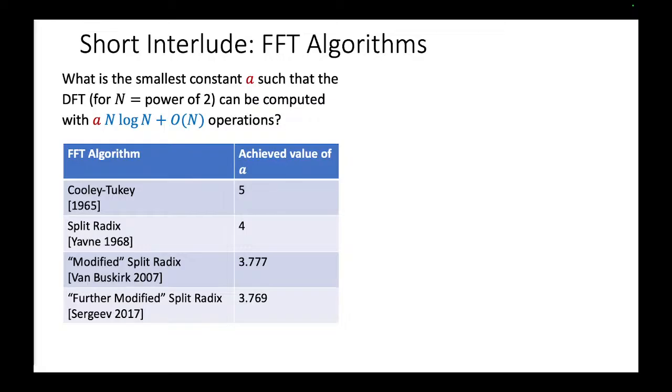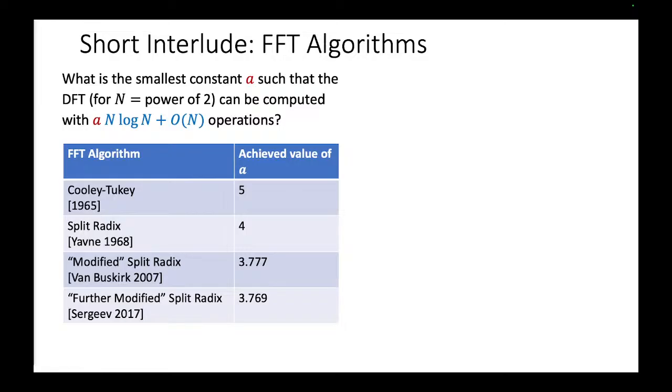Probably if you learned about the FFT algorithm in an algorithms class, you learned the Cooley-Tukey algorithm that gets a constant of 5. And a few years later, Yavne used this cool split radix idea to improve it to 4. And that was the state of the art for a while until there was this neat result of Van Buskirk who improved it to 3.777.